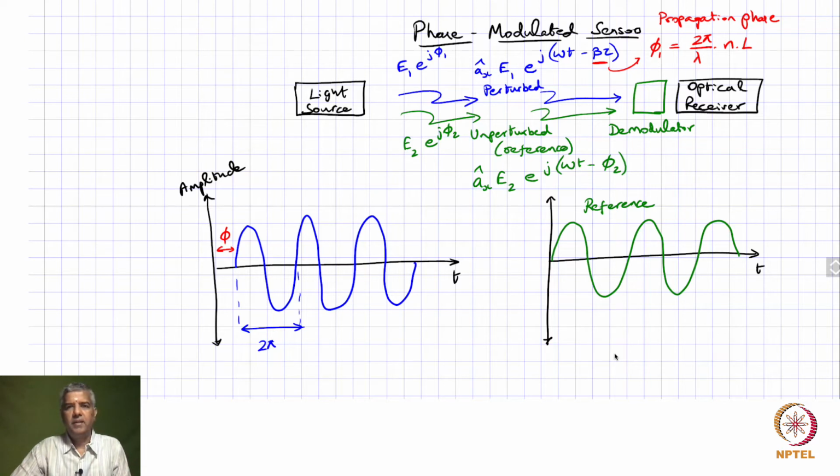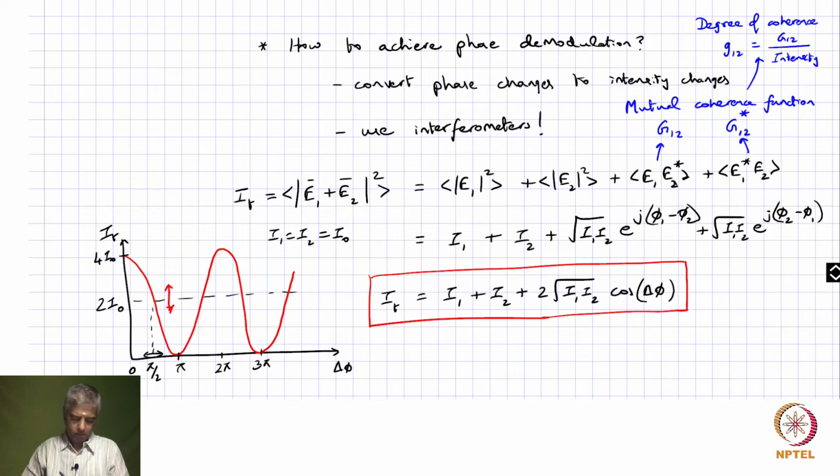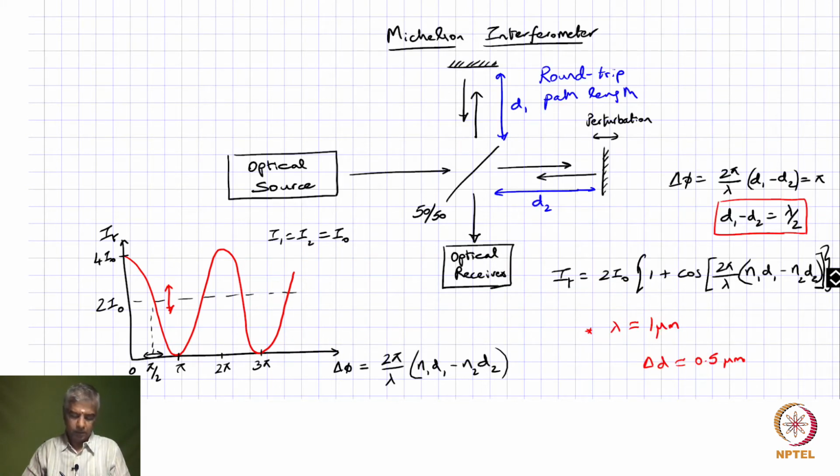We've been looking at phase modulated sensors for the past several lectures. We started with the basic principles of phase modulated sensors, and then we went on to look at specific configurations. We realized that if you want to read phase using an optical receiver, you need to have a demodulation arrangement, so typically an interferometer.